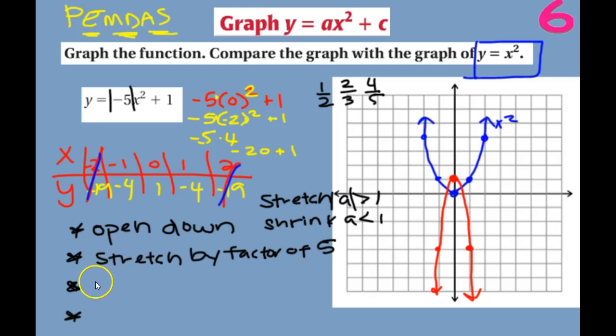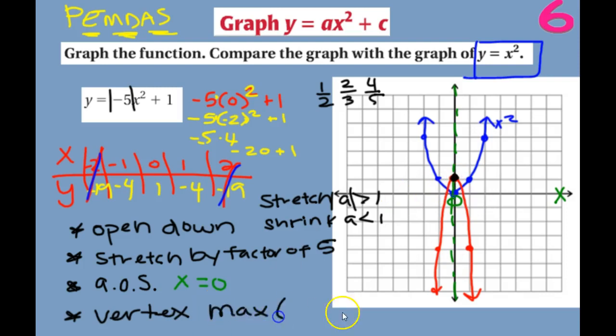Then we have to say, what is our axis of symmetry? This graph is symmetrical when x is at 0, right in the middle. And then last, our vertex. The vertex of this graph is the highest point, that's a maximum, and it is at the point 0 up 1. From the middle, 0 up 1.